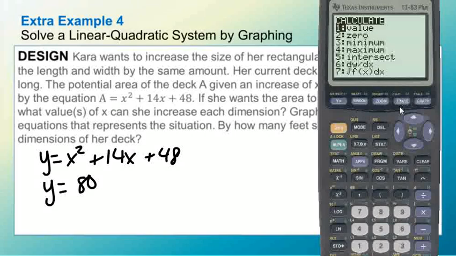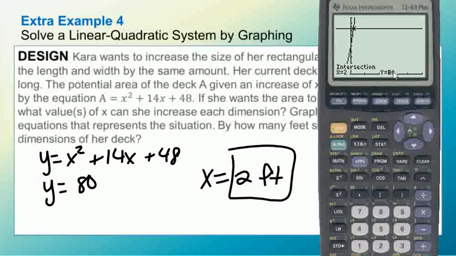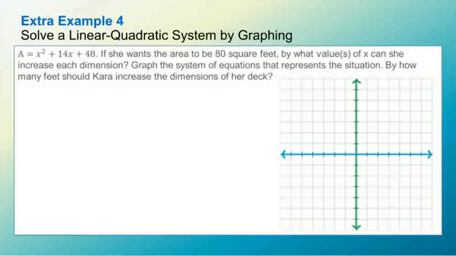So if I hit second, trace, number 5, intersect, hit enter 3 times. And right here, that would be 2. When x is 2, the area would be 80. So by how many feet should they increase it by? They should increase when x is 2 feet. So 2 feet is where they should increase it by. So this is the same one. So if you were to graph that, we do it on our graphing calculator.